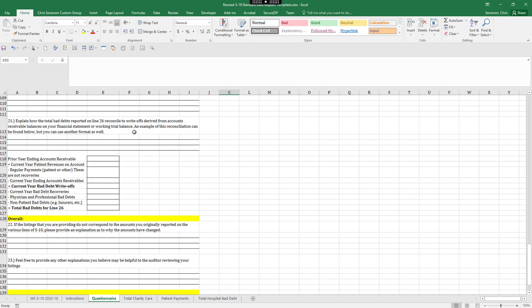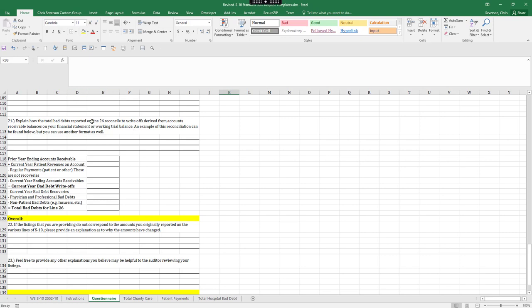Now, it's key to note that on your actual financial statements or even in your working trial balance, there is no entry anywhere for bad debt write-off. There would be a bad debt expense and there would be an accounts receivable and an allowance for bad debts potentially, but there's no actual bad debt write-off amount under GAAP.